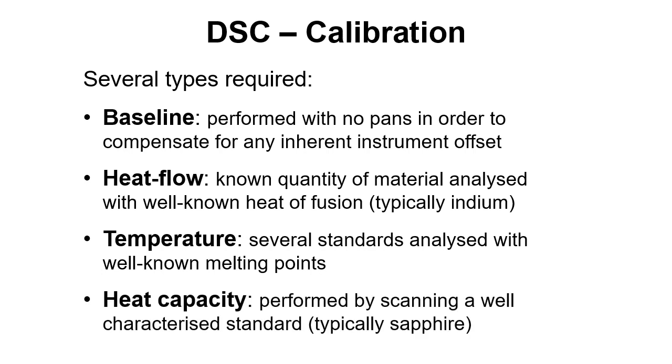And then finally, heat capacity. If we want to measure heat capacity changes in our material, we need to calibrate, typically using sapphire, and that is very well characterised, and the values of heat capacity for sapphire are very well known in the literature, and so if we scan with that, we can then calibrate for heat capacity measurements with our DSC.